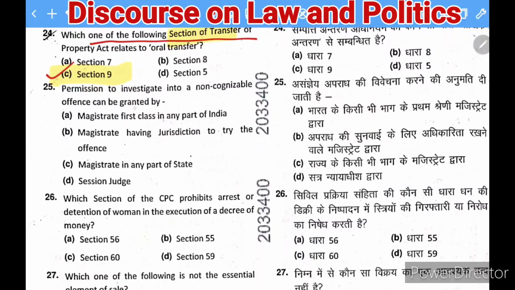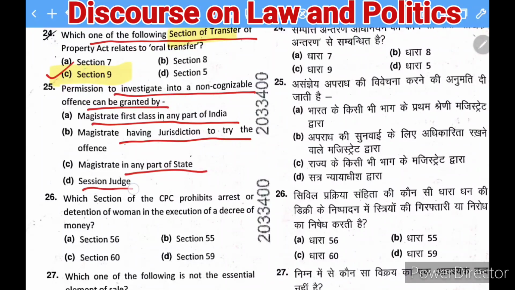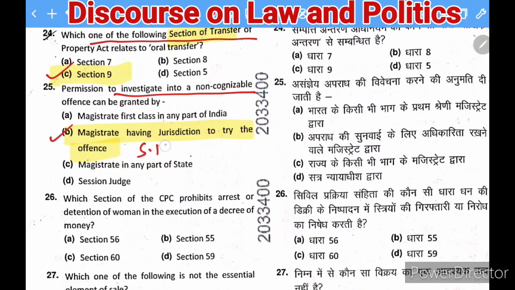Next question, permission to investigate into a non-cognizable offence can be granted by, and the options which are given here: magistrate first class in any part of India, magistrate having jurisdiction to try the offence, magistrate in any part of the state, and D, the session judge. So the right answer of this question is that the magistrate having jurisdiction to try the offence. Okay, so this is for that. You can refer section 155 of the CRPC.